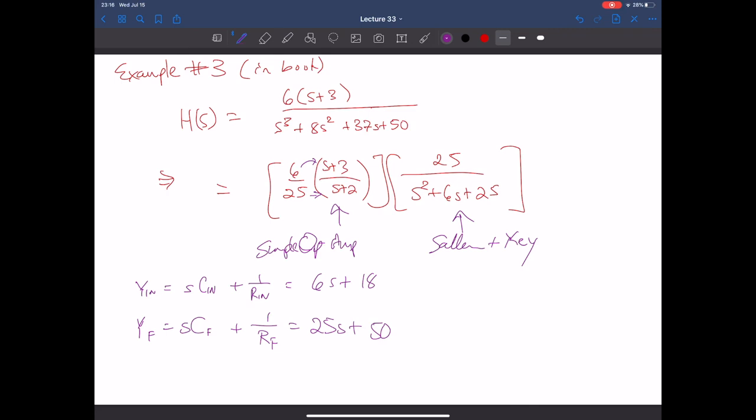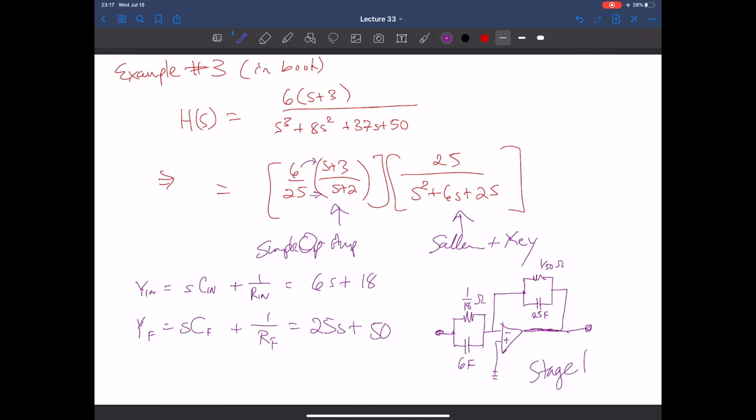We're going to have this input here, right? Resistance over capacitance. Our resistance is going to be this 1 over 18 ohms, and then 6 farads. And then this plugs into our op amp. And then our feedback here is going to look like 1 over 50 ohms, and then 25 farads, which is awesome. Woohoo! And then there we are. That's stage one.